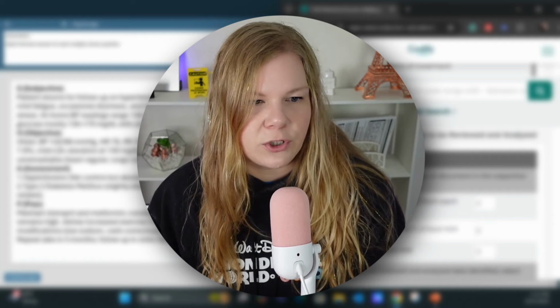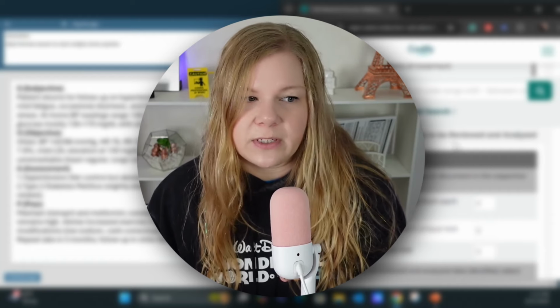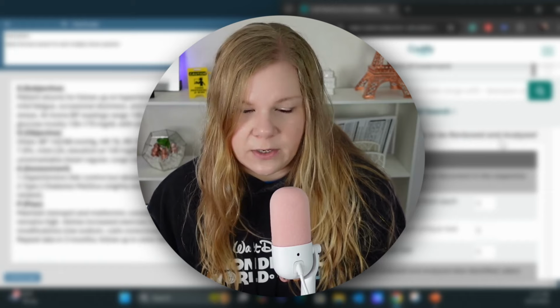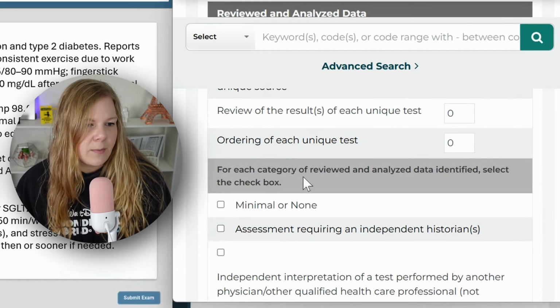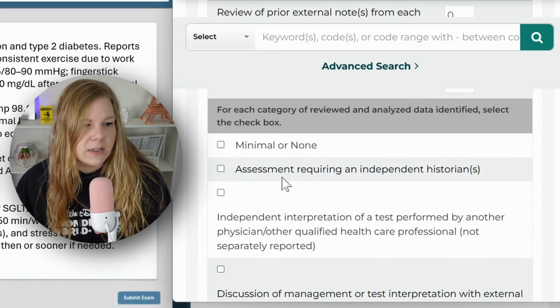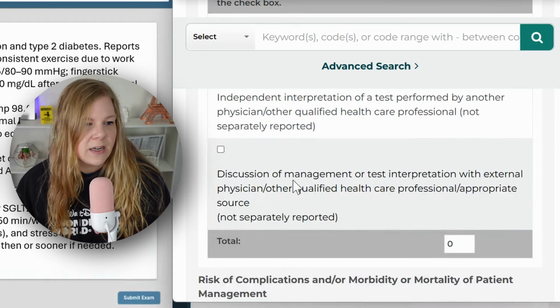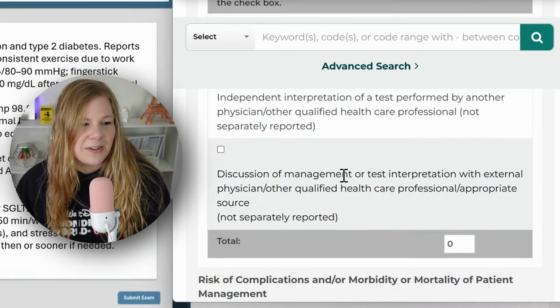Let's move on, though, to our amount and complexity of data to be reviewed and analyzed. So next, did we review any prior notes? Did we review any tests, order any tests? Did we review or analyze an assessment requiring an independent historian, independent interpretation of a test, or discussion or management of the test with an external physician?